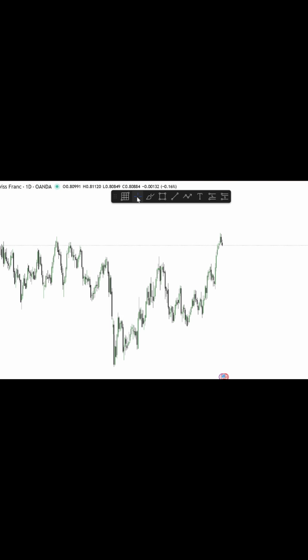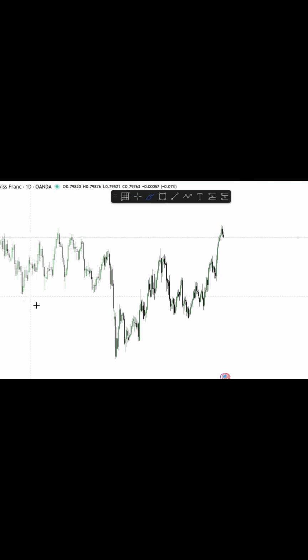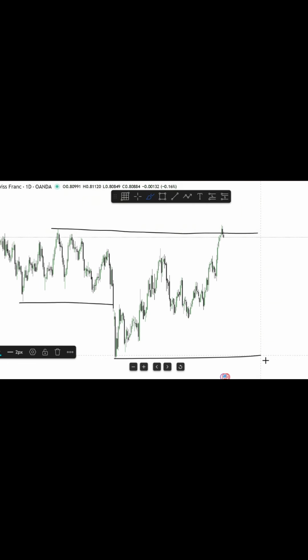Moving on to USD Swiss, we can see on the daily time frame that we've had our break of structure towards the downside, and this is currently the swing range that we're trading within. This high did not close above this high here, and therefore it is not a valid break of structure, more a liquidation. We've now also seen this internal break of structure towards the upside.